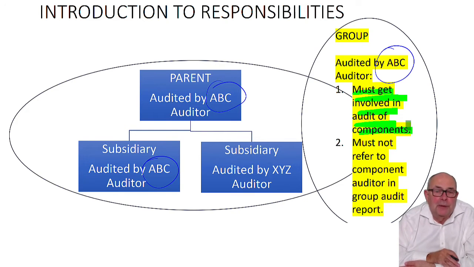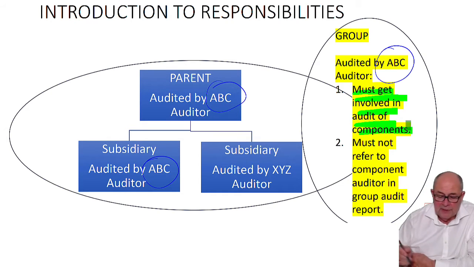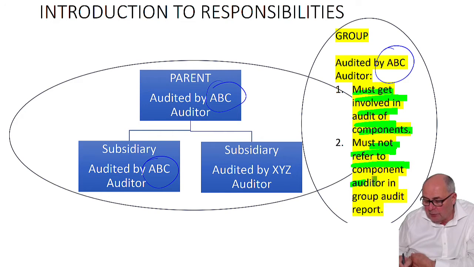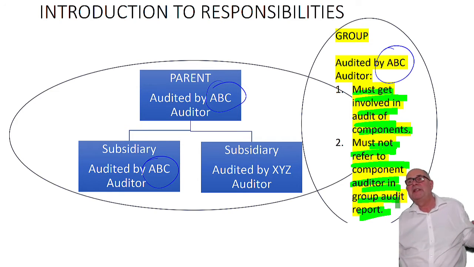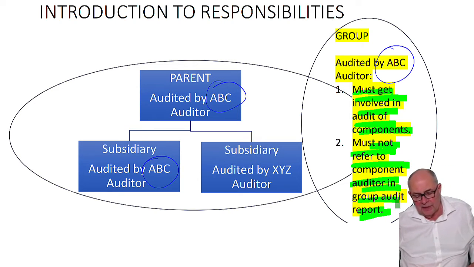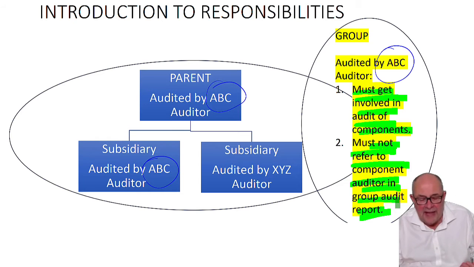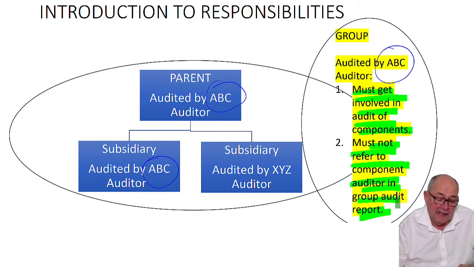Would it be appropriate in the group audit opinion to say, well, we've audited the group, but not this particular subsidiary, that was done by XYZ and they're probably not very good? Of course not. So generally, we do not refer to the component auditor in the group audit report. Essentially, we take the responsibility. We are involved in them, they are involved in us. That's the thrust of the ISA.